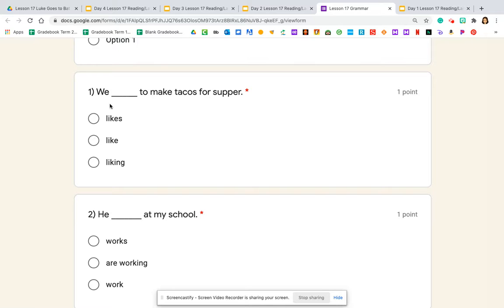And this very first one actually does not follow our rule with an S at the end. So we is the subject here. We is more than one person, so it's plural. So our verb does not need an S. So we would choose like for that one. We like to make tacos for supper.